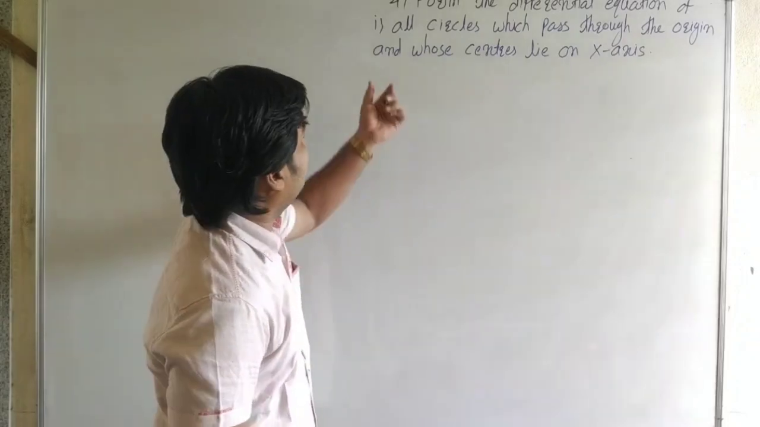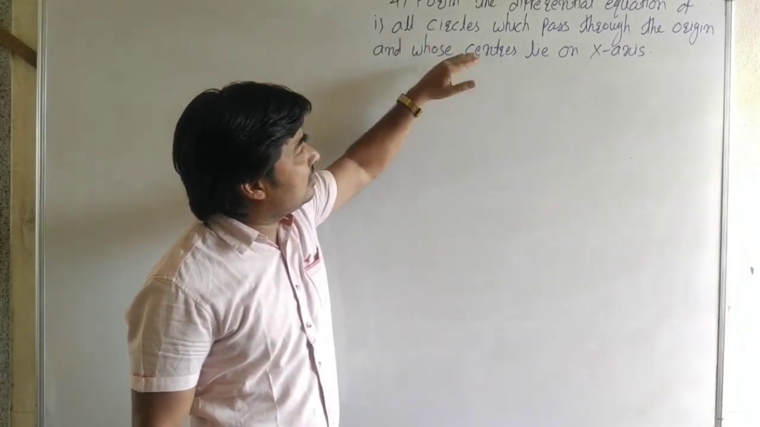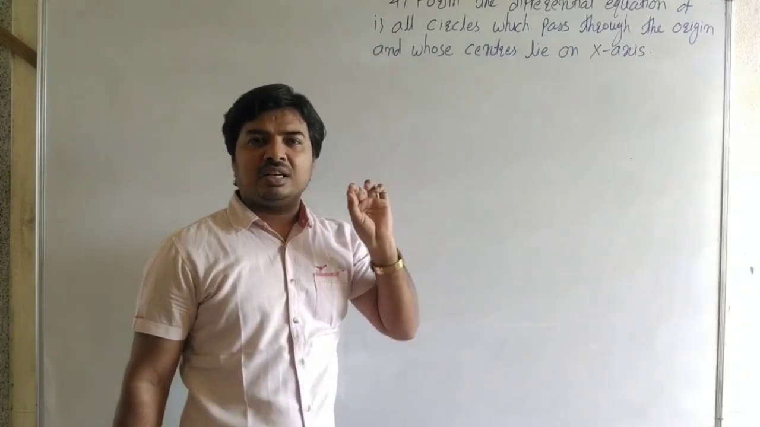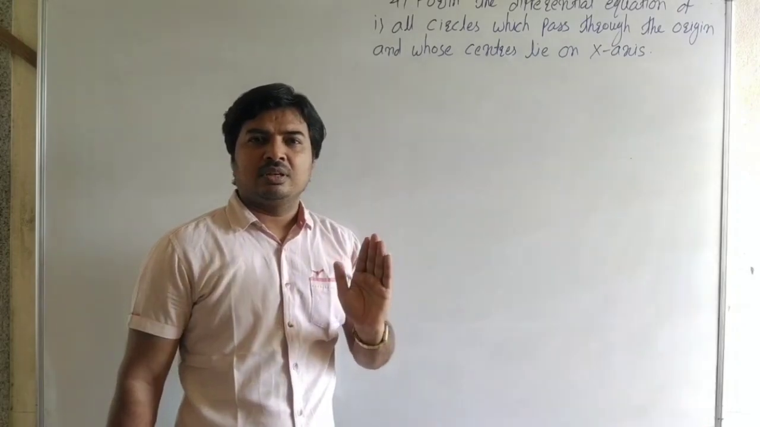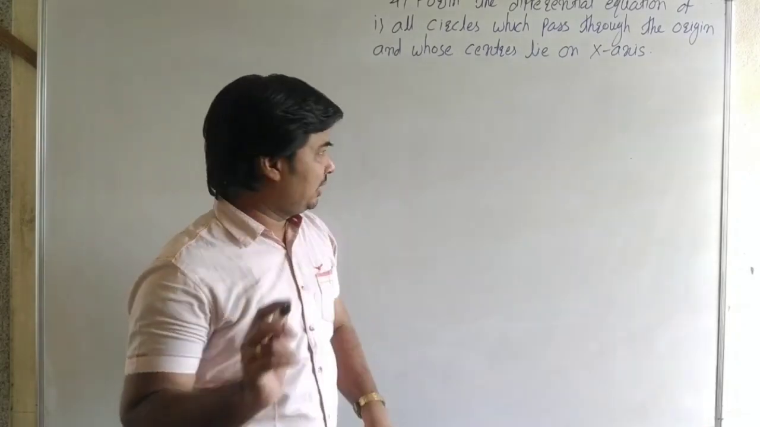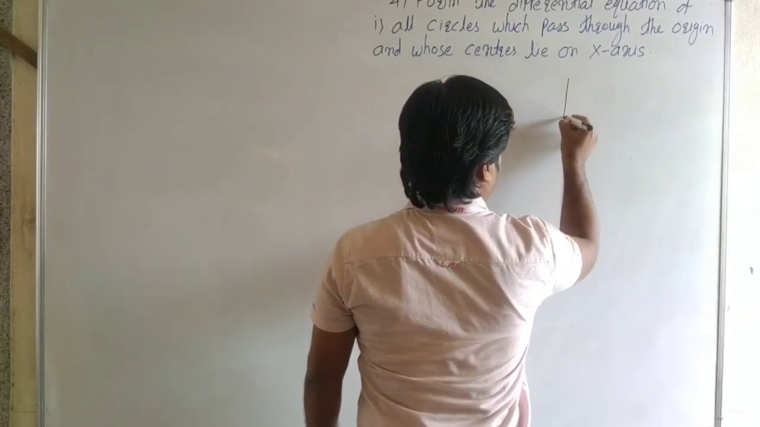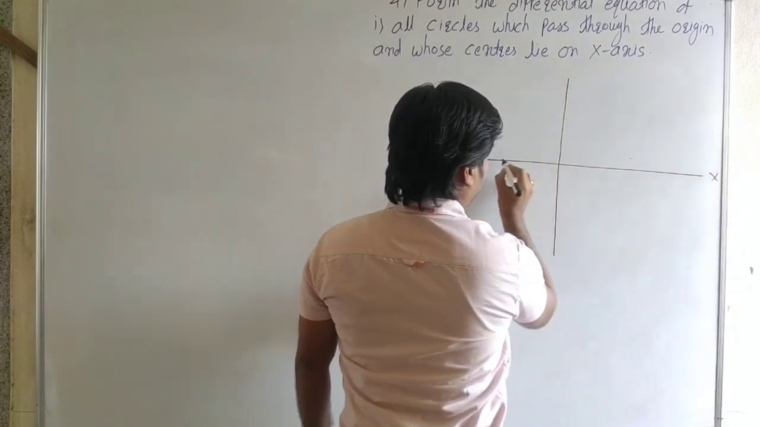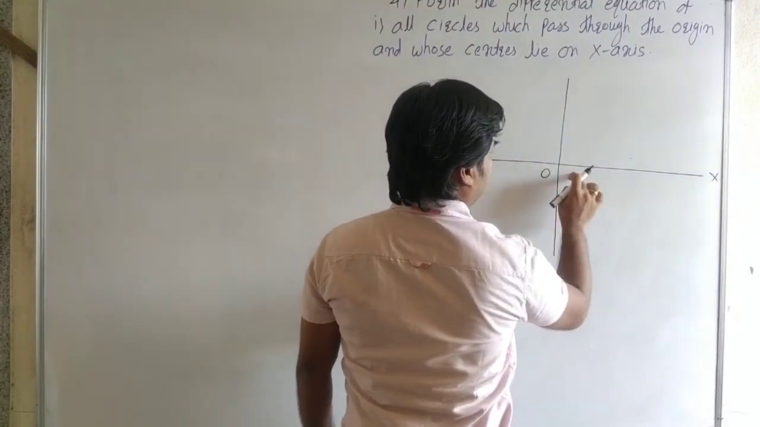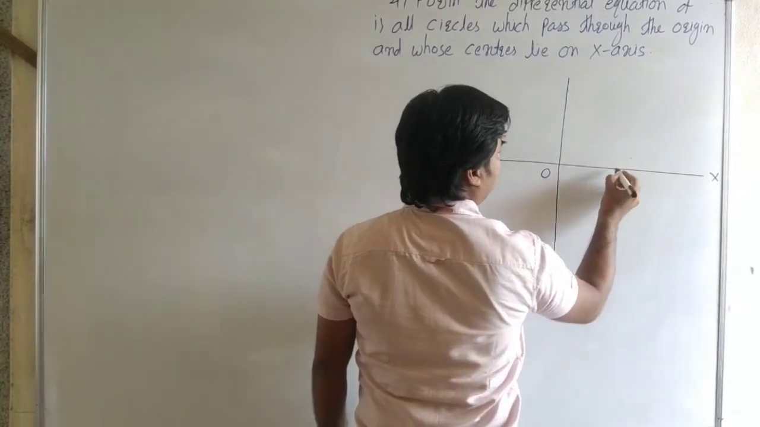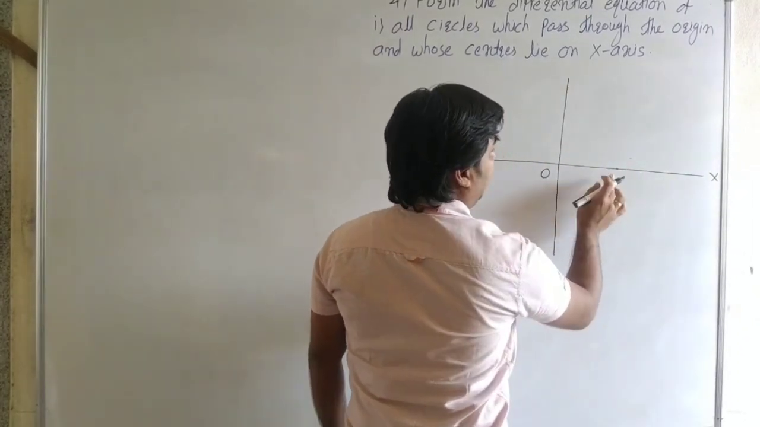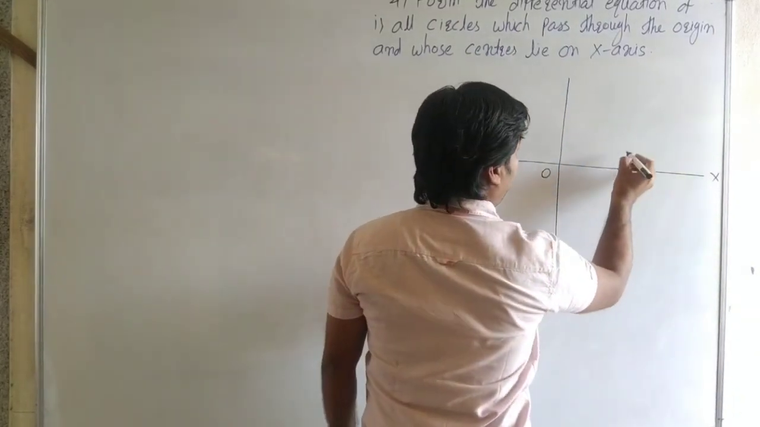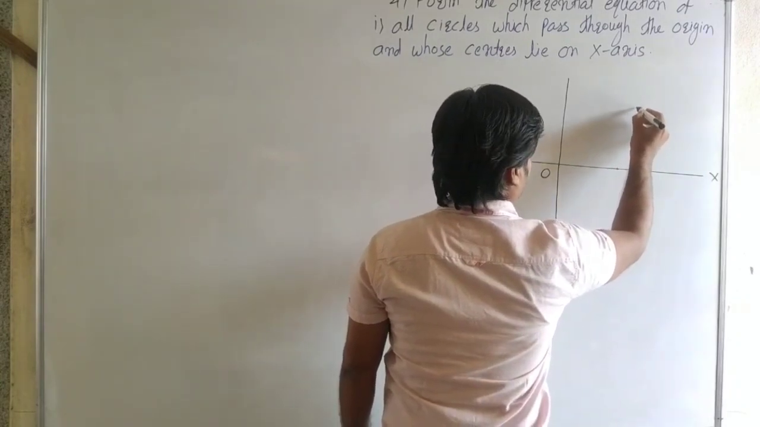Form the differential equation of all circles passing through the origin and whose center lies on the x-axis. Center lies on the x-axis, that means the y coordinate of the center is 0. Here we take the x-axis and the y-axis. The center lies on the x-axis, on the positive side or the negative side. We take it here. Here is the center. The center lies on the x-axis and the circle passes through the origin. Therefore, we can write the equation of the circle.